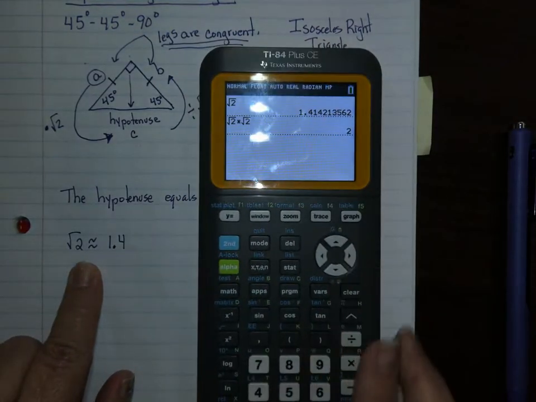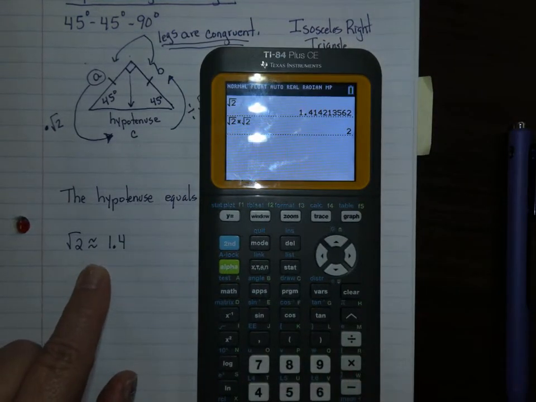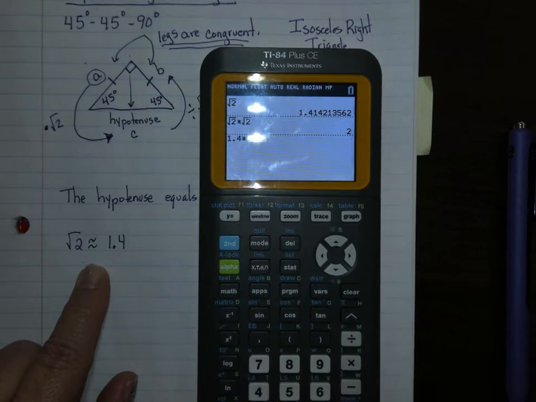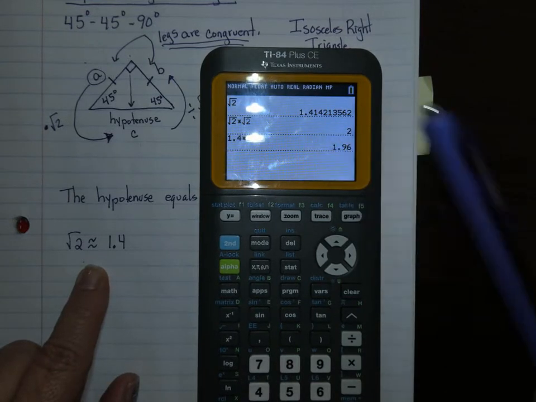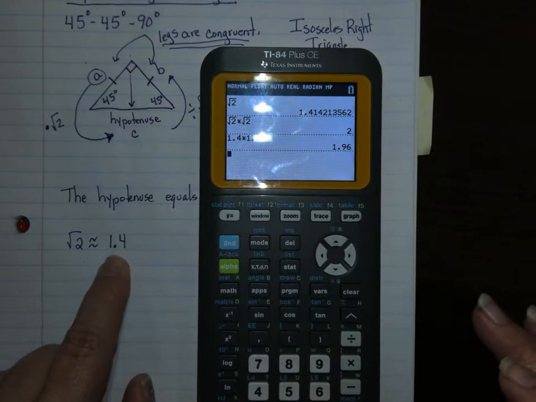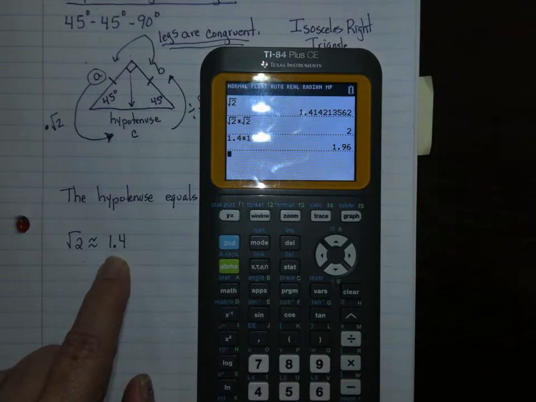Now we said the square root of 2 is close to 1.4, right? Close to, but not exactly. Well, what if you do 1.4 times 1.4? That's 1.96. Is that close to 2? Yes, but not exactly, because this isn't exactly the right amount, but it's close to it.